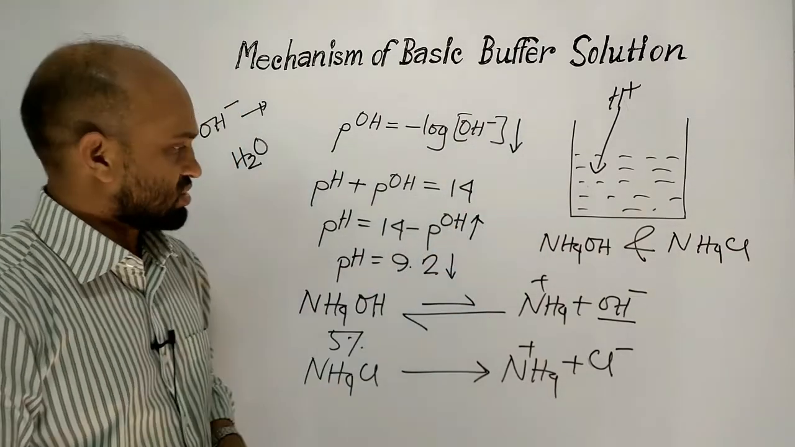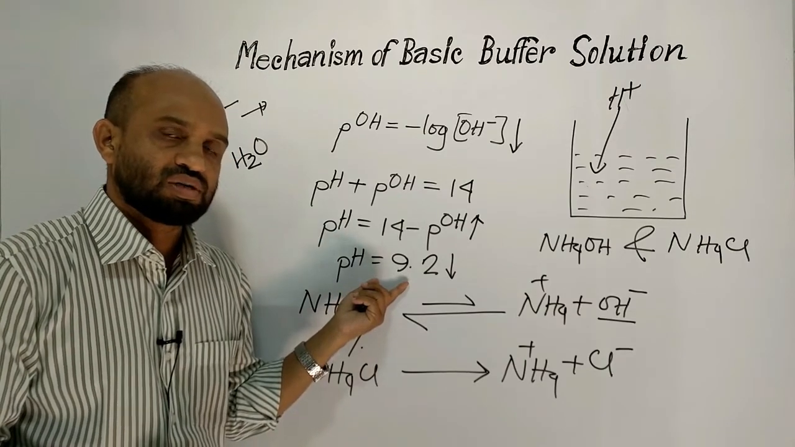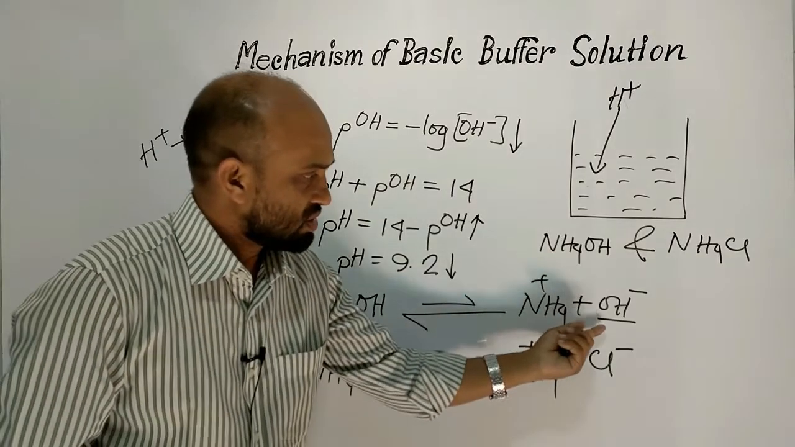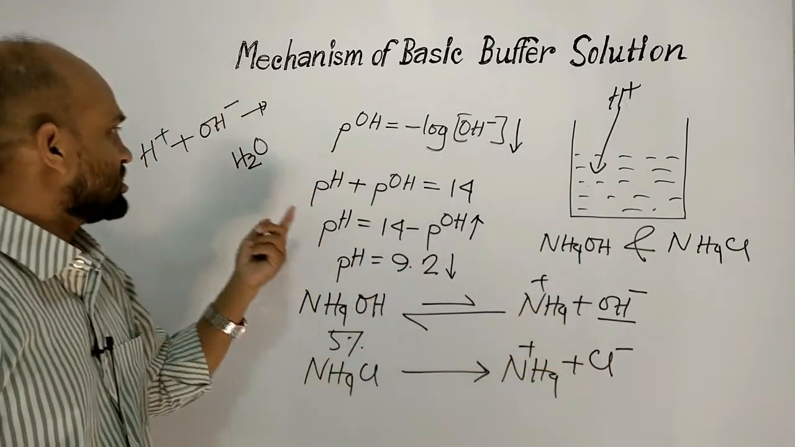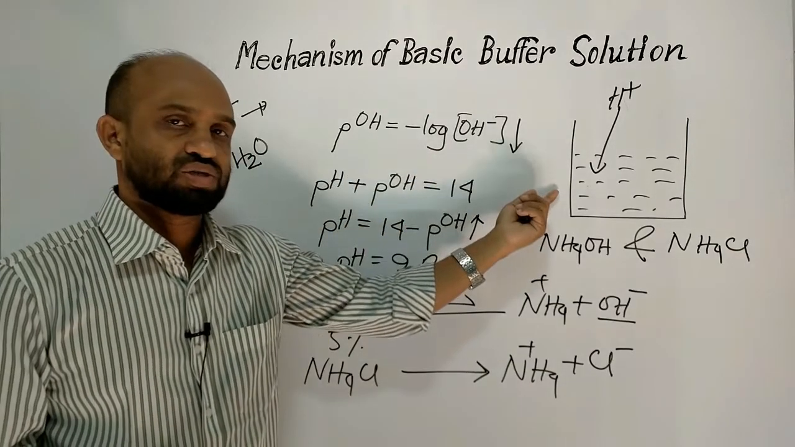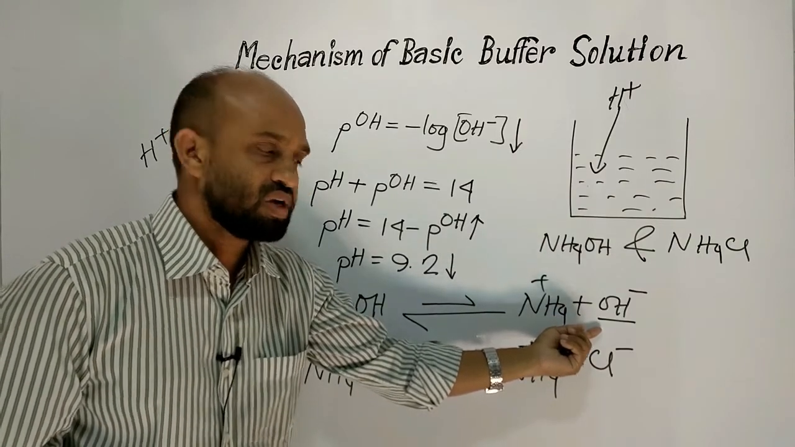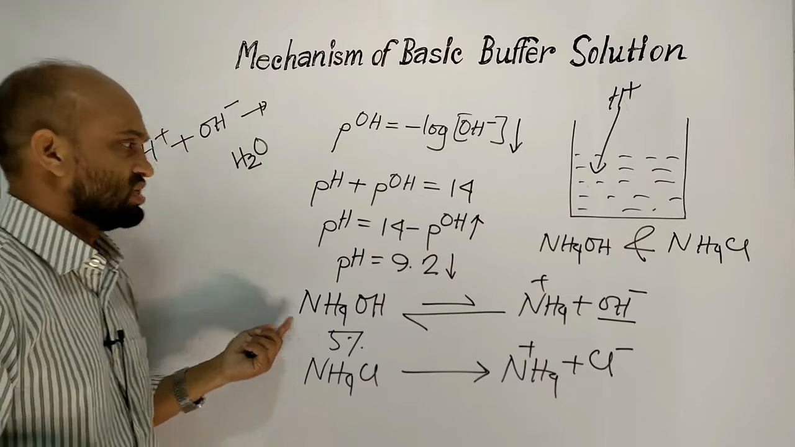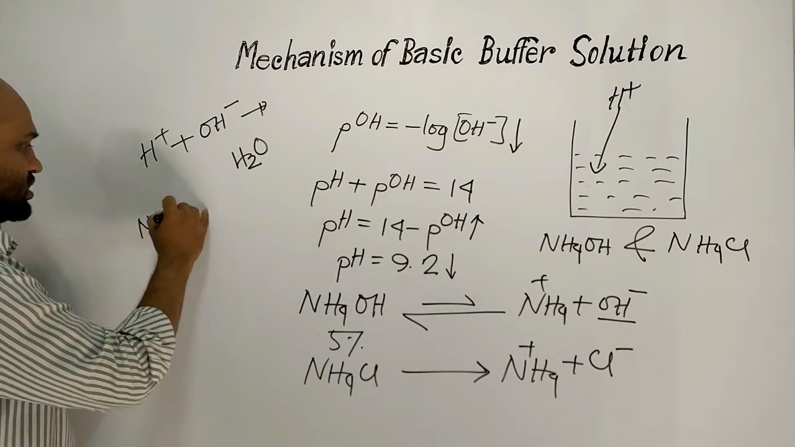and ultimately pH value is supposed to decrease for the addition of acid. But pH value doesn't change because the amount of hydroxide ion that is consumed by acid which is added to the solution, that amount is filled up by unionized ammonium hydroxide in this way.